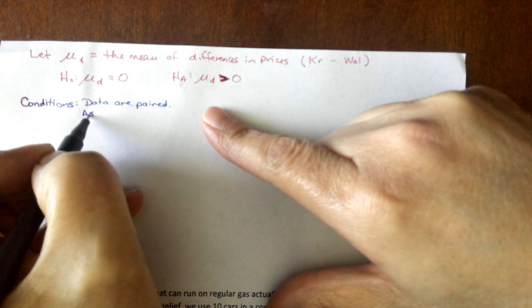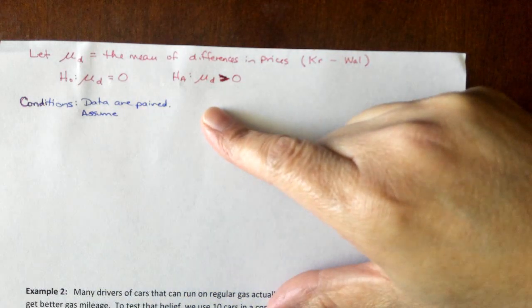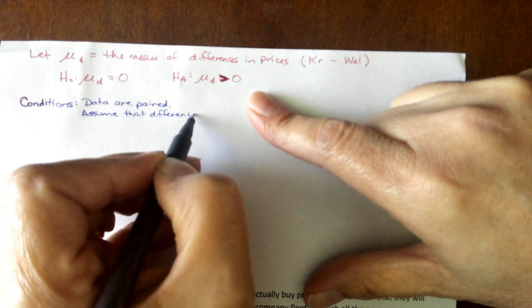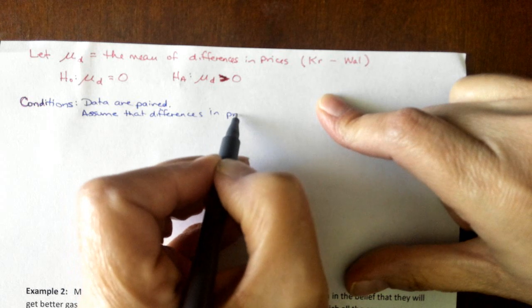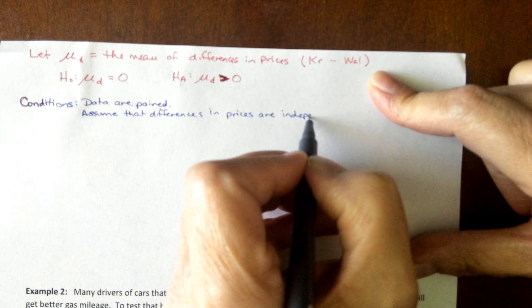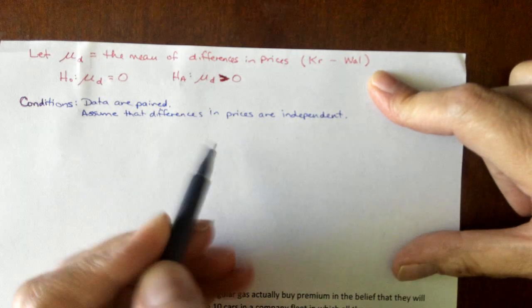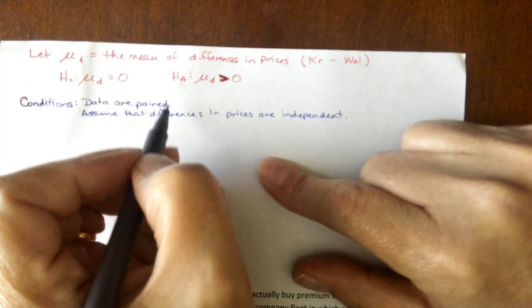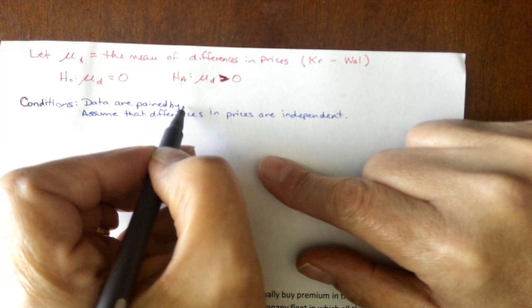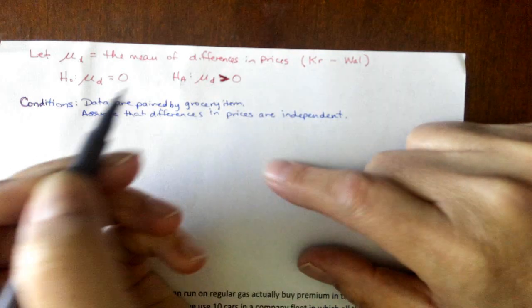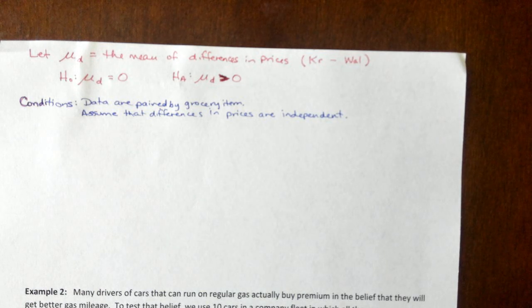So just to be on the safe side, we're going to assume that differences in prices are independent. Alright, I have context right there. I didn't get any context in this first one. Let me add a couple words. Data are paired by a grocery item. So we're pairing them up by what the item is. Laundry detergent, eggs, milk, bread. Okay, so those are the two new ones.